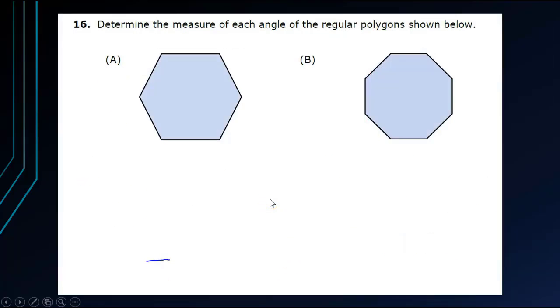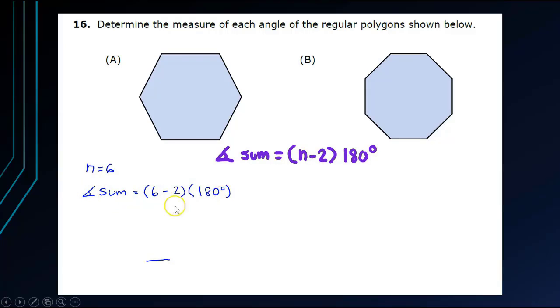Determine the measure of each angle of the regular polygon shown below. So here, you're using the formula that was mentioned in other things in the past. These are regular polygons, so we know that all the angles are the same measurement. This is a hexagon, so it has 6 sides, it has 6 angles. So I know that the sum of the angles is given to me by this formula, n minus 2 times 180 degrees. So for A, I'm going to have 6 minus 2 times 180 degrees, which becomes 720 degrees. And therefore, the measure of each angle will be 720 divided by 6, or 120. So each one of these angles I have up here is 120 degrees.